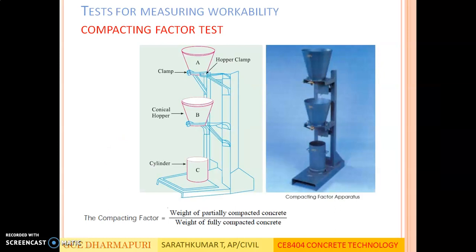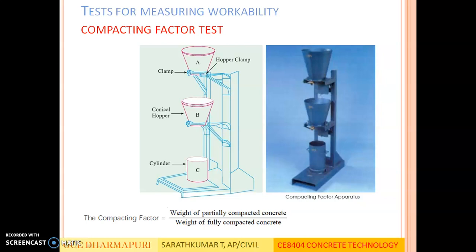So the first figure is the apparatus used in the compacting factor test. It has two hoppers, A and B, and at the bottom you have a cylinder. The freshly mixed concrete is placed in the top hopper and tapped. Once the clamp at hopper A is released, it falls below into the conical hopper B. Similarly, when all the freshly mixed concrete in hopper A has fallen into hopper B, the clamp in hopper B is also released, which leads to the concrete falling into the cylinder.